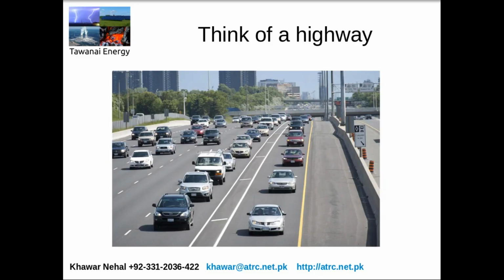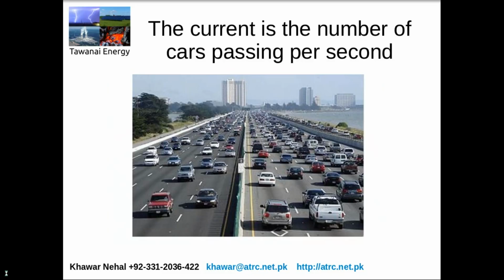Think of it like a highway. If you've got a lot of cars, each car represents an electron. If you've got a lot of those cars going through the wire, that would mean a lot of amps are going through. If they're going faster on the highway, that means you've got a higher voltage.